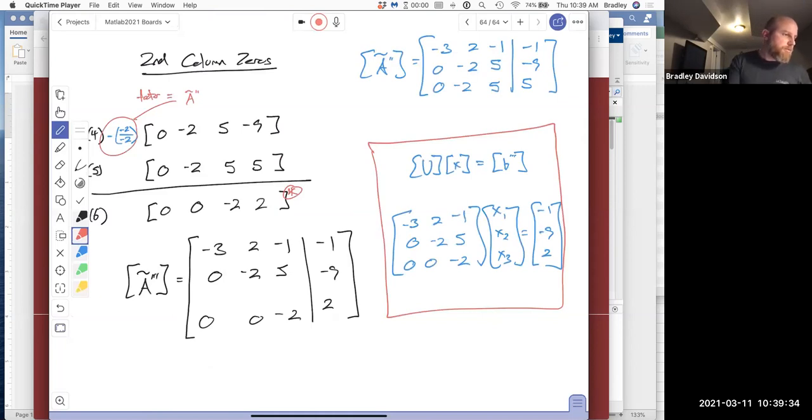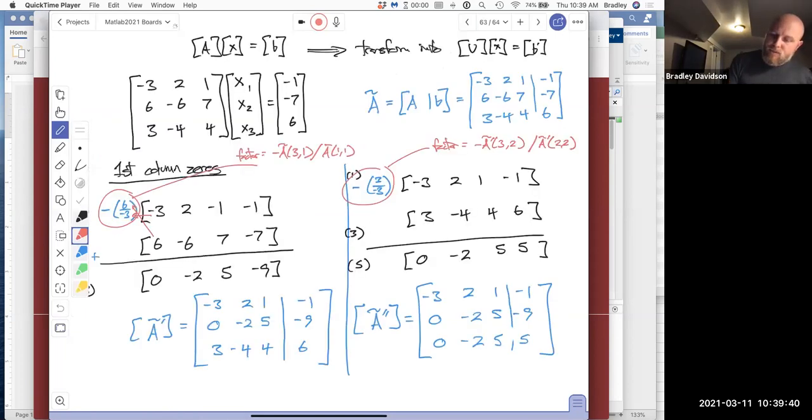And make sure I get these right. Oh, I think it was one ahead. Excuse me, guys. That's not 3, 1. That is 1, 1 though. So it's 2, 1, index 2, 1, and then 1, 1.